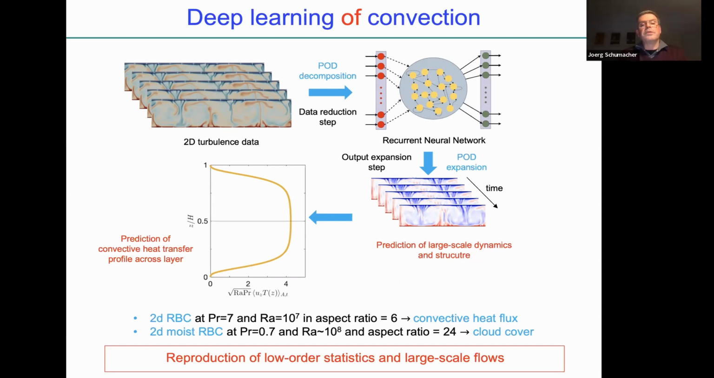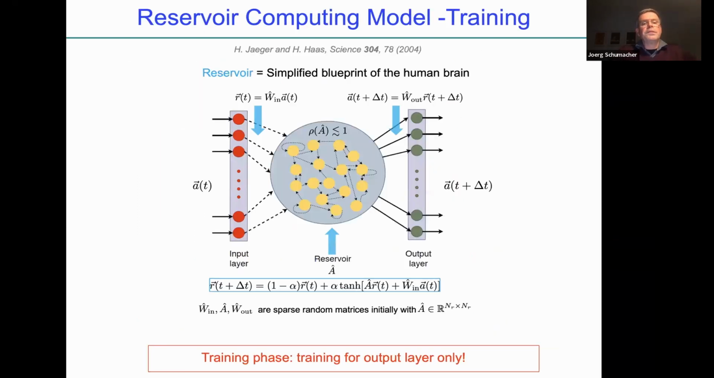profile from these results. We have mainly considered two cases. The one is a 2D Rayleigh-Bénard convection flow at a Prandtl number of 7, and a relatively high Rayleigh number of 10^7. And we have also extended this analysis to moist Rayleigh-Bénard convection, where we include phase changes into the convection process. So this is the picture of the reservoir computing model.